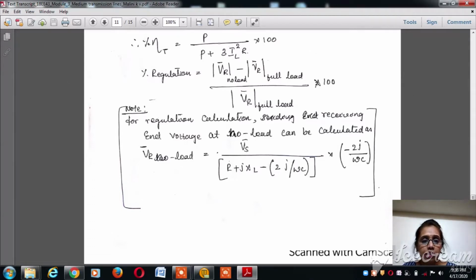that the percentage efficiency formula is P divided by P plus 3 IL square R, into 100, whereas the percentage regulation is nothing but mod of VR at no load minus mod of VR at full load, divided by mod of VR at full load, multiplied by 100.